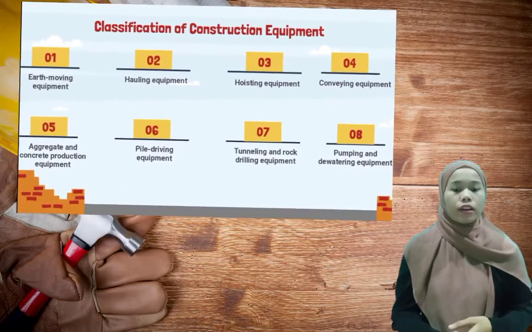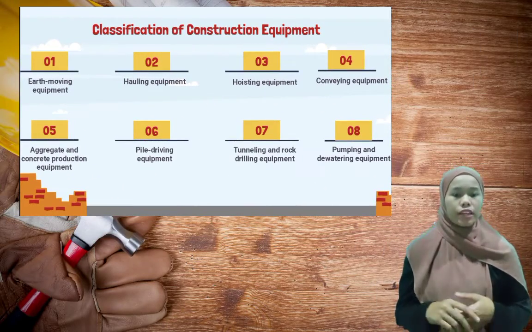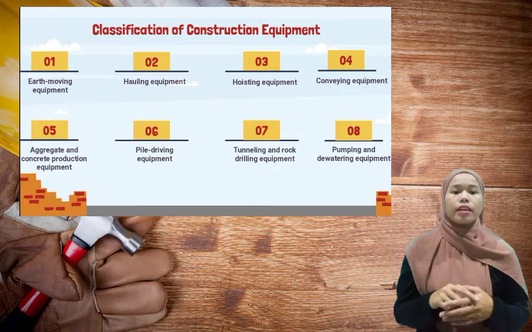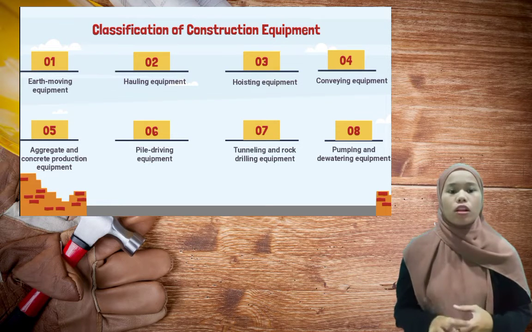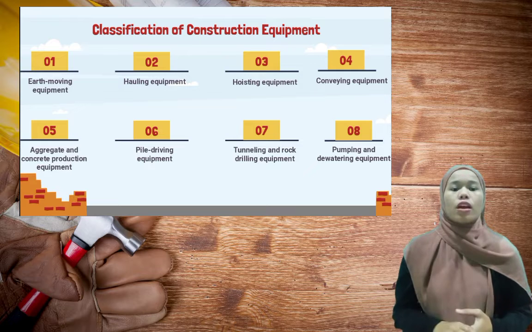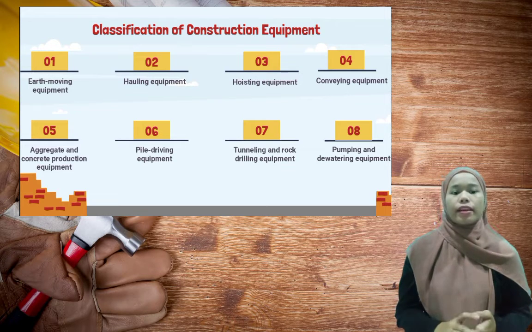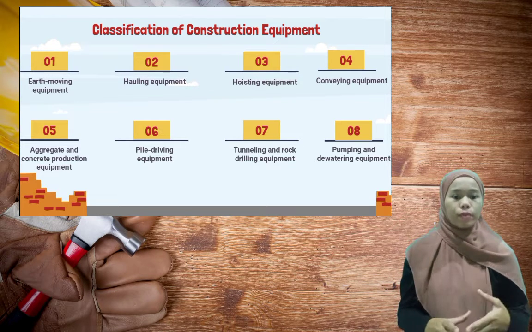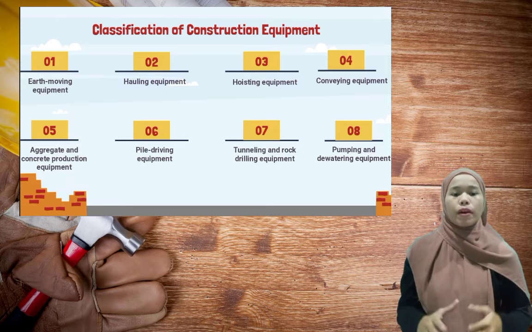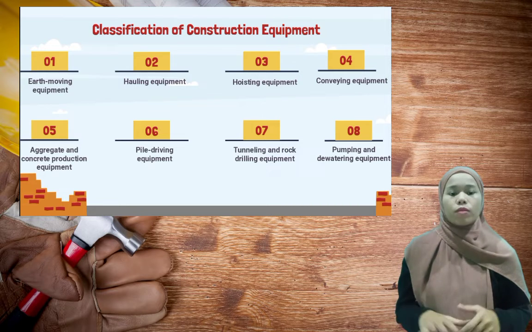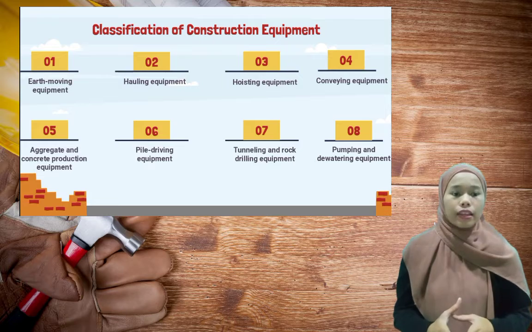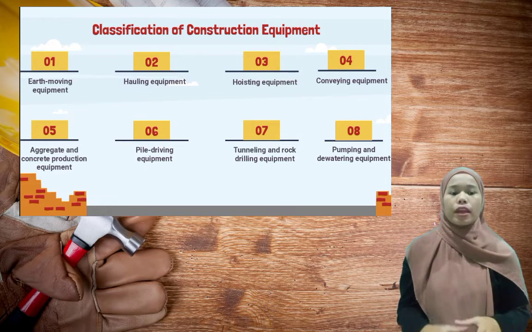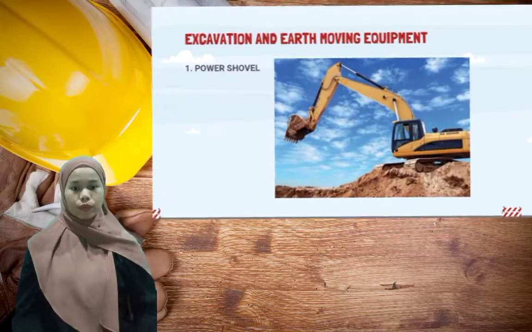Okay, there are 8 classifications of construction equipment. Number 1 is air moving equipment, number 2 is hauling equipment, number 3 is hoisting equipment, number 4 is conveying equipment, number 5 is aggregate and concrete production equipment, number 6 is pile driving equipment, number 7 is tunneling and rock drilling equipment, and number 8 is pumping and watering equipment.